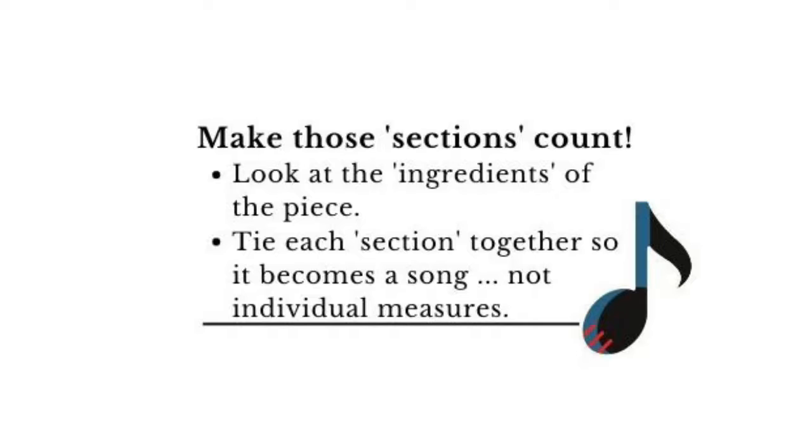Then make those sections count. Look at the ingredients of the piece. What mode is it in? Is there a particular rhythm pattern? Is there a type of form? Make sure that you tie those sections together so it becomes a song, not just individual measures. You know how much we hate it when students play one measure and then pause? Let's not do that when we teach.